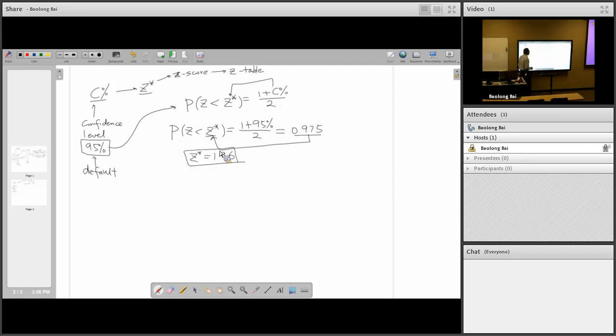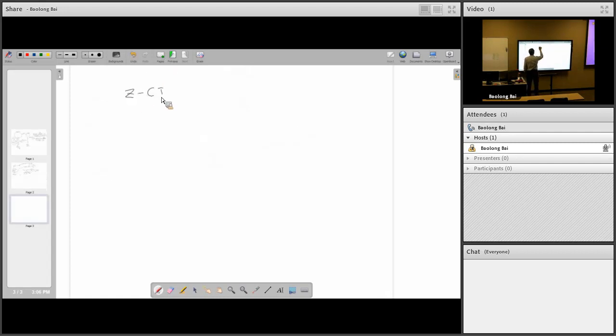So z of 1.96 will be what it is. Okay? So now if you look at the formula for the z confidence interval, the calculation is x bar plus or minus z star times sigma over square root of n. X bar is the sample mean, and n is the sample size. Sigma is given, provided, and the z star is from the z table, right? And it's dependent on the confidence level, right? Then we have everything we need.